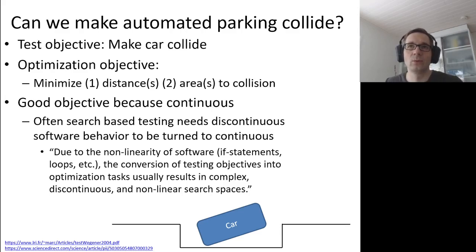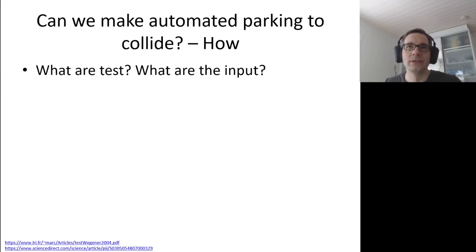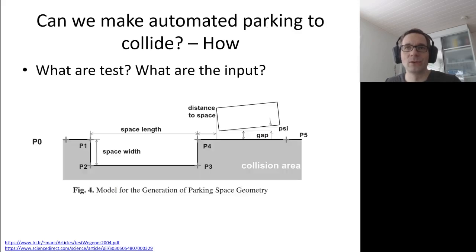Okay, now we understand what we are trying to optimize for. What is our fitness function? What is our measure of quality we are aiming at? So what are we trying to then optimize? What are the tests and what are the inputs? You can basically see them on this figure. So we are running this in a simulator, so there is possibility to modify different things in the parking scenario. And these are the test inputs, these are the test cases we try to modify.